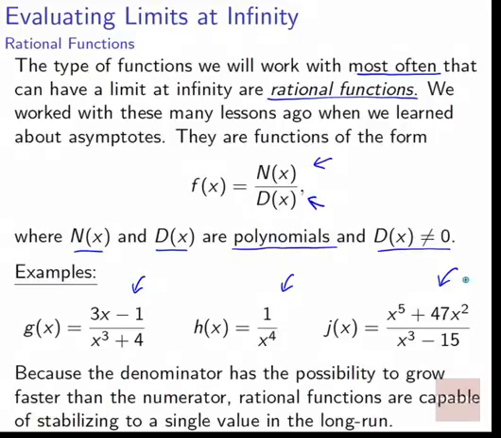Now, because we're dividing by something, that means that our denominator, what we're dividing by, has the possibility to grow faster than the numerator. Basically, our denominator can grow fast enough to keep the numerator in check, to keep that numerator from blowing off, just like going on forever. The denominator can actually grow faster and sort of keep it tamped down. It has the ability to stabilize it to a single value in the long run, and that's why we wind up seeing rational functions give us limits at infinity so often.